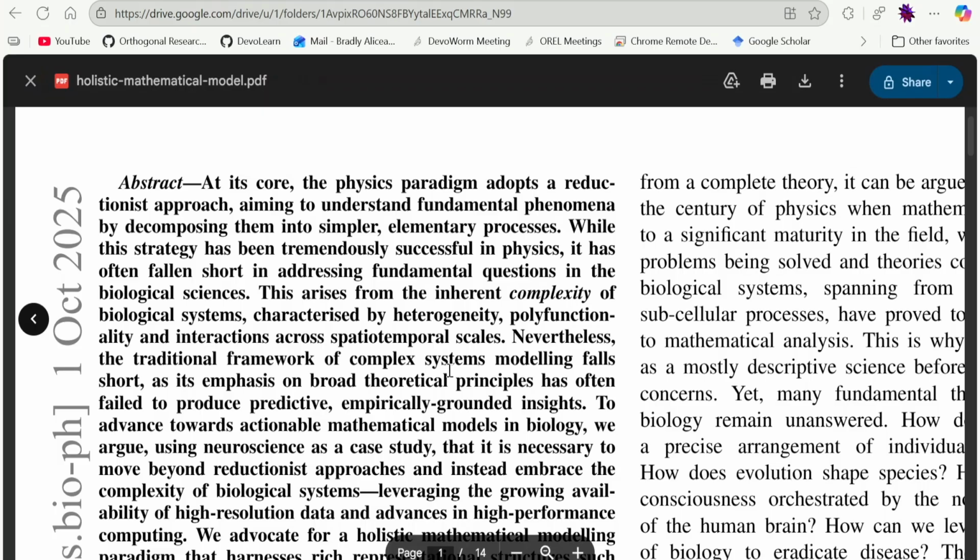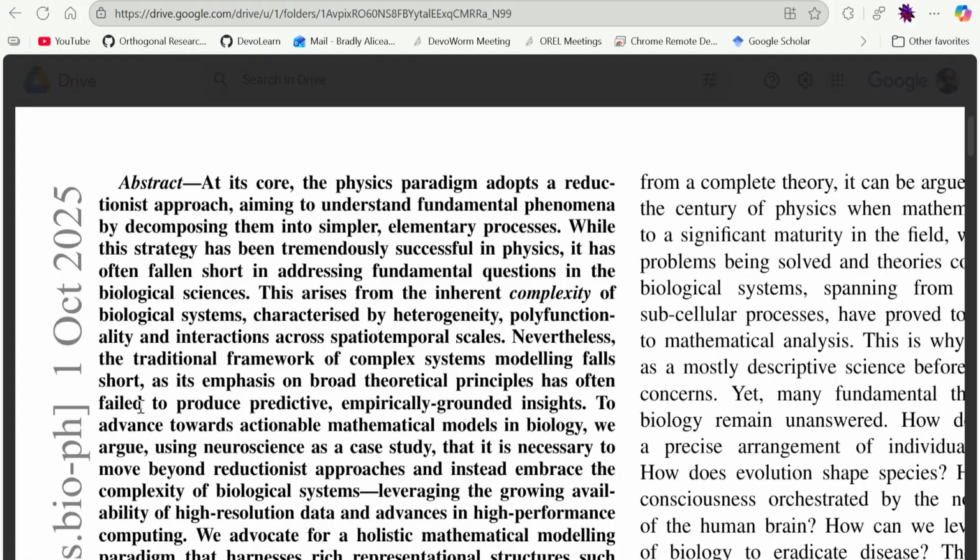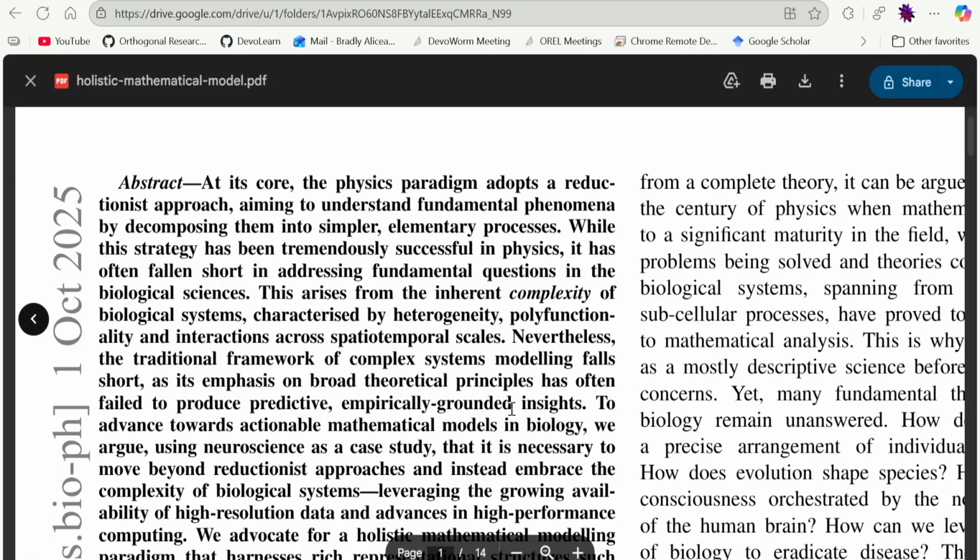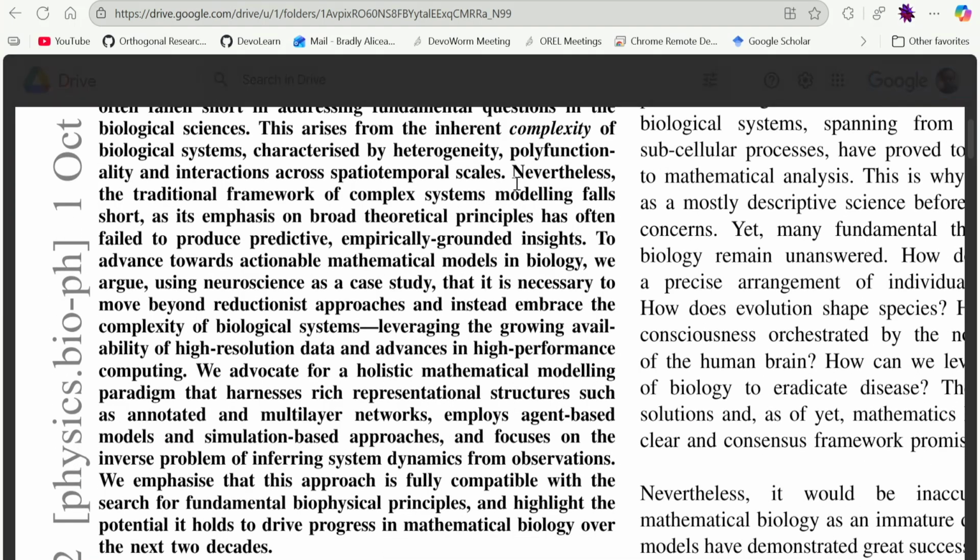Nevertheless, the traditional framework of complex systems modeling falls short, as its emphasis on broad theoretical principles has often failed to produce predictive, empirically grounded insight. So this is a criticism of complex systems research where we're focusing on these broad theoretical principles. We haven't had really good empirically grounded insights.